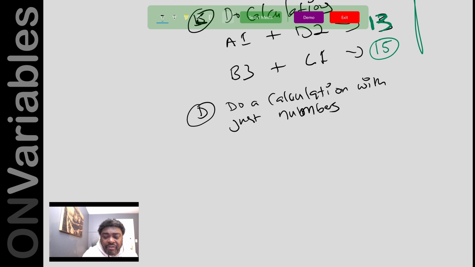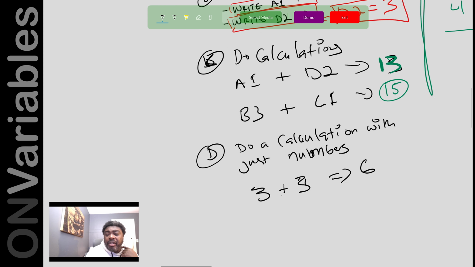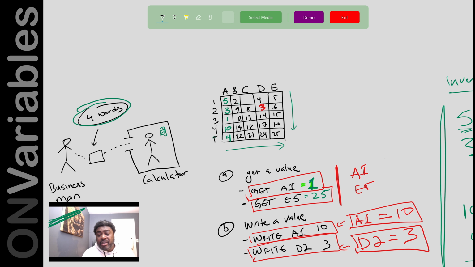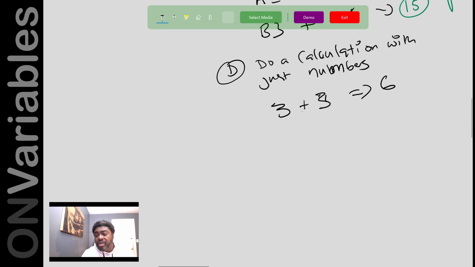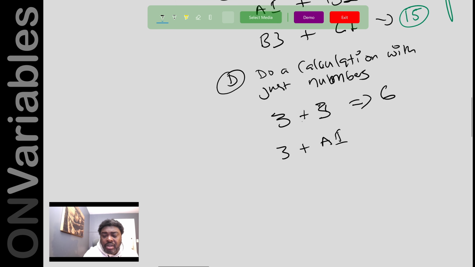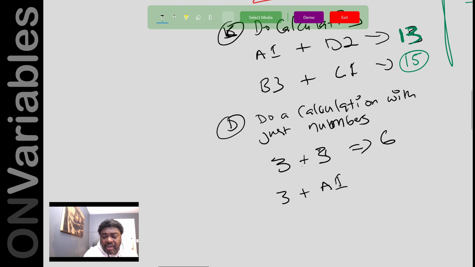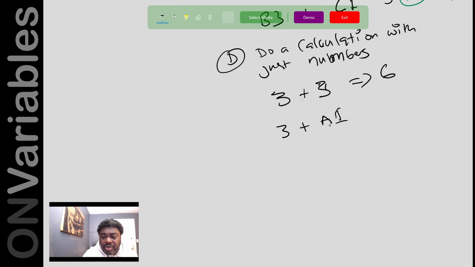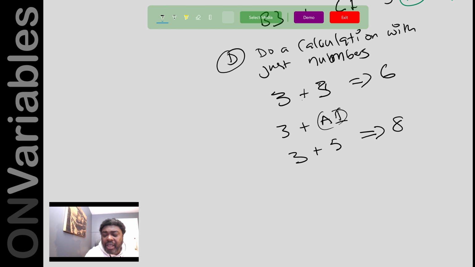So that means that if I pass 3 plus 3, I would just get 6. The calculator does not need to look in this table if he can do the arithmetic himself. And if I pass 3 plus A1, I will get 3 plus 5. The 3 will continue, and then it will just evaluate A1, so that would turn into 3 plus 5, and then the answer would be 8.